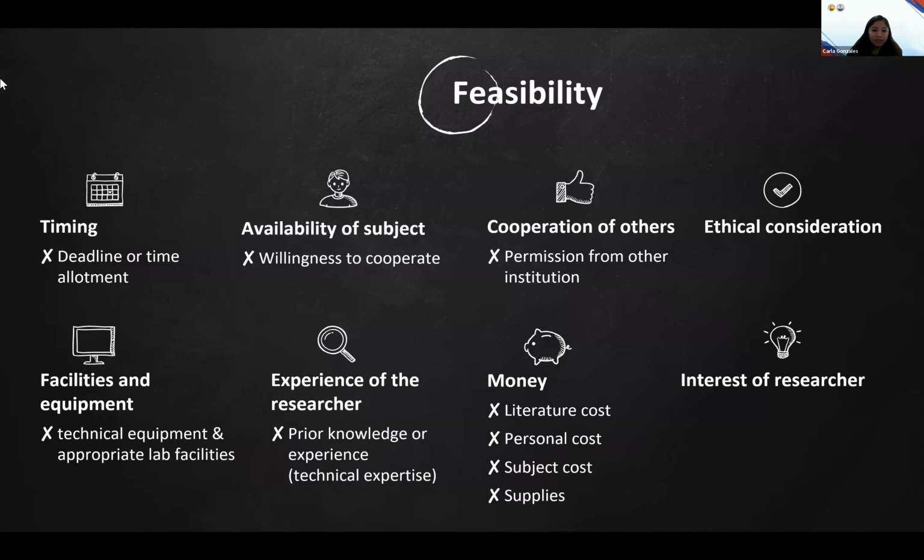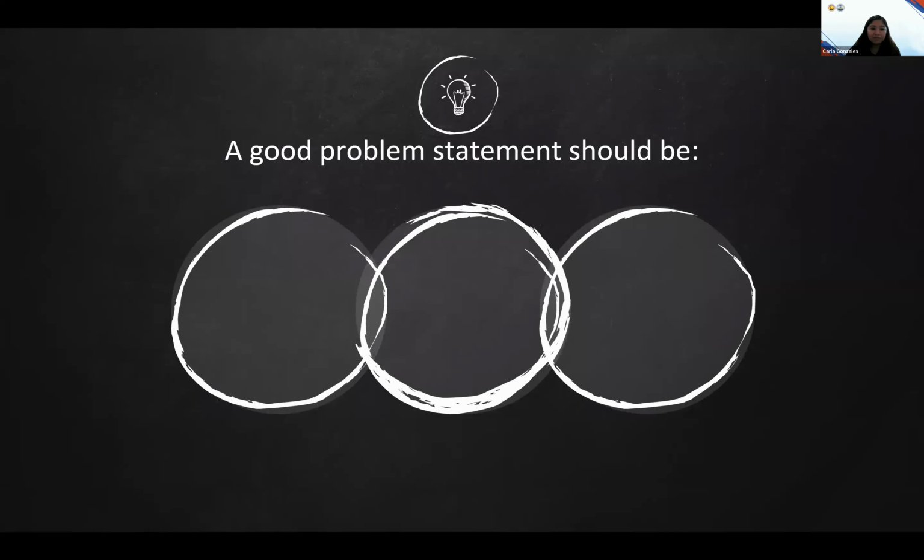And then very important is you have to be interested in what you're going to study. Without your interest, it would be very difficult for you to really continue. Maybe in chapter 1, you're already giving up. So again, let's review: a good problem statement should be researchable. What's next? Significant. And then the last one, it should be feasible. So please remember these three. This is usually asked in your examination.